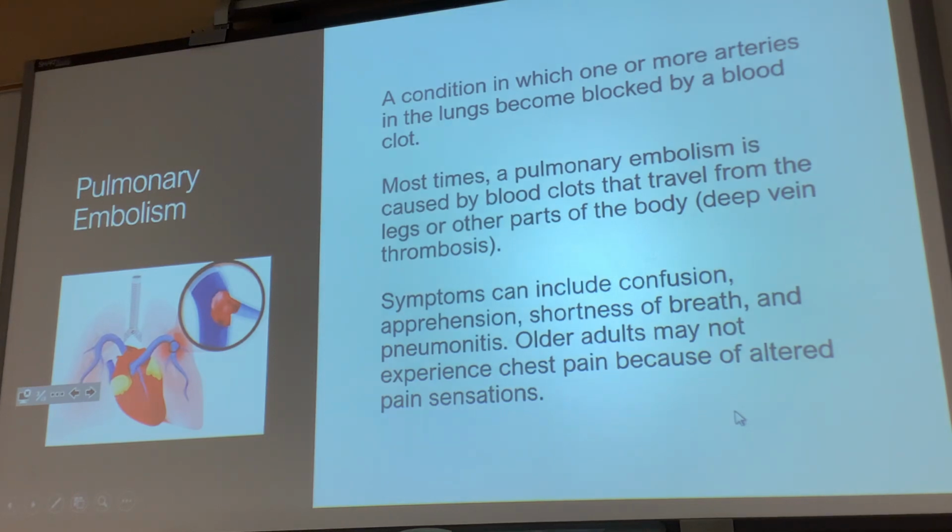And so that's kind of where this shortness of breath comes in. And then older adults may not experience the typical chest pain that younger adults would feel because of their altered pain sensations. So it's mainly just confusion and apprehension are the most common symptoms for PEs.